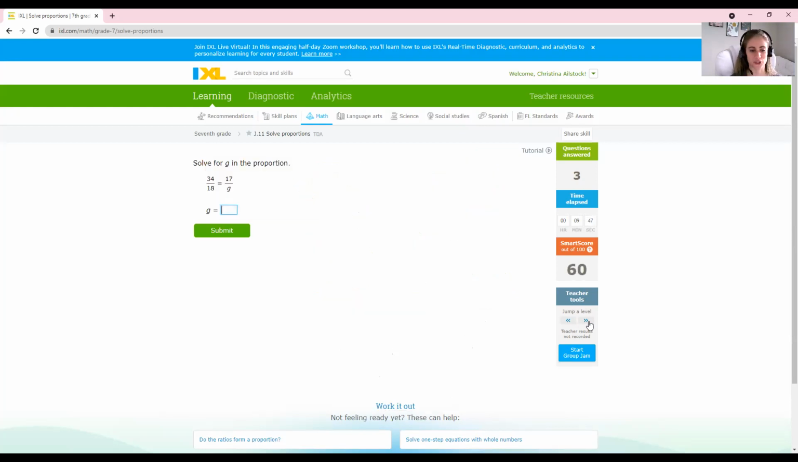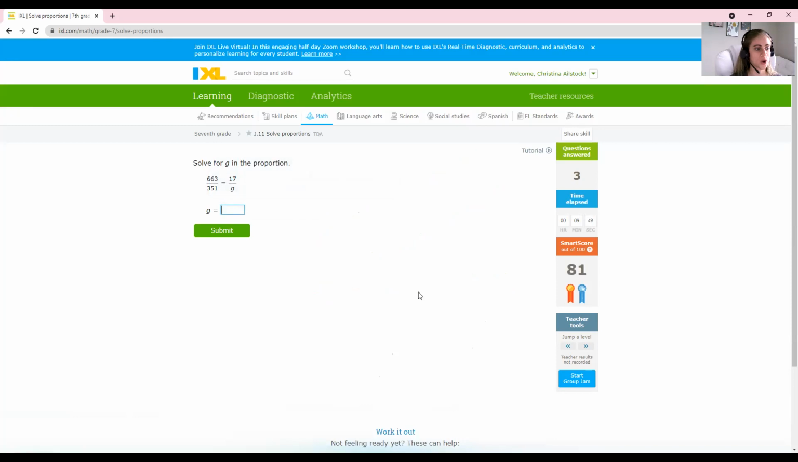Let's jump up another level. Ooh, again, the numbers get larger, but notice that your fractions don't really look any different. Yes, we have bigger numbers, but you have that calculator that you can use. So take a deep breath and know that you can do this, all right? So let's write our problems down. We have 663 over 351, and that's equal to 17 over G.